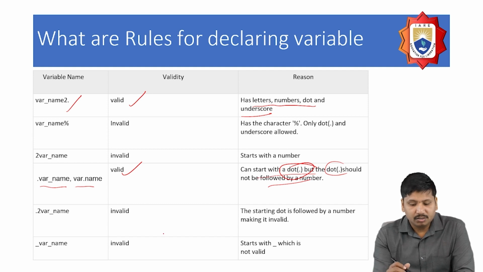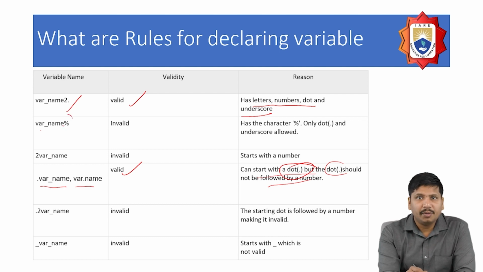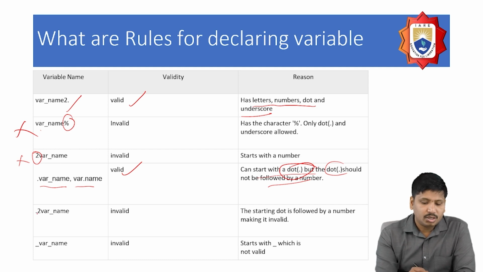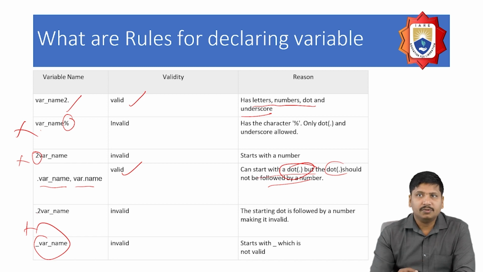And an invalid one will be this: variable underscore where underscore name person. So this should not be allowed. The variable name should not start with a number, so this is also invalid. A variable that starts with a dot is correct, but a dot followed by a number should not be used. And a variable that starts with an underscore is also not possible.